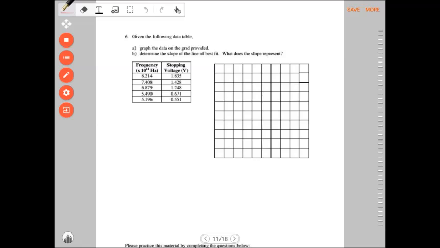Okay, and then one more for this. Given the following data, graph the data on the grid provided, determine the slope of the line of best fit. What does it represent this time? Same sort of deal. Frequency is the x's, stopping voltage is the y's. This time we're going from 5 to 8 for frequency. So if we start at 0, 1, 2, 3, 4, 5, 6, 7, 8, that's enough. So we can go up by 1s, 9, 10. So this is going to be frequency again times 10 to the 14th hertz. And then of course we have stopping voltage.